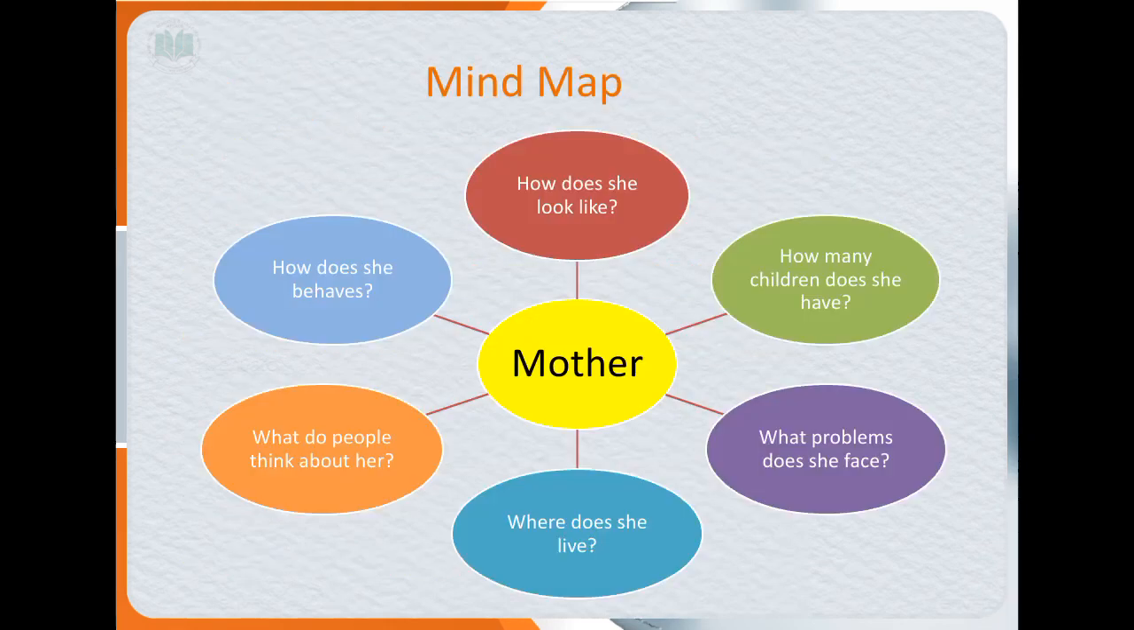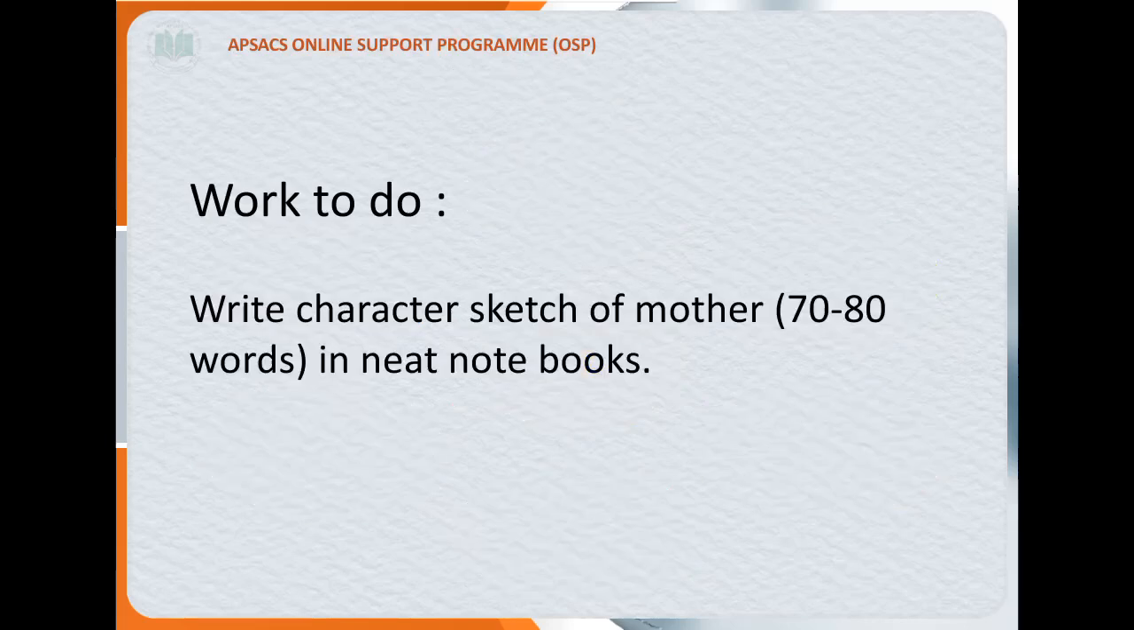Here is the mind map. It is very useful to write a character sketch. For example, it's about mother. So you can add the questions and information like this. How does she look? How many children does she have? What problems does she face? Where does she live? What do people think about her? How does she behave?